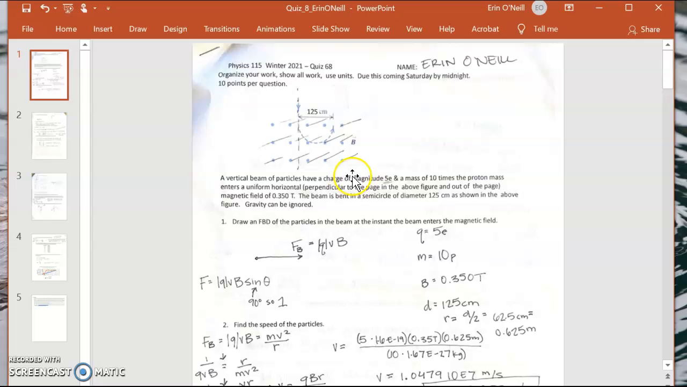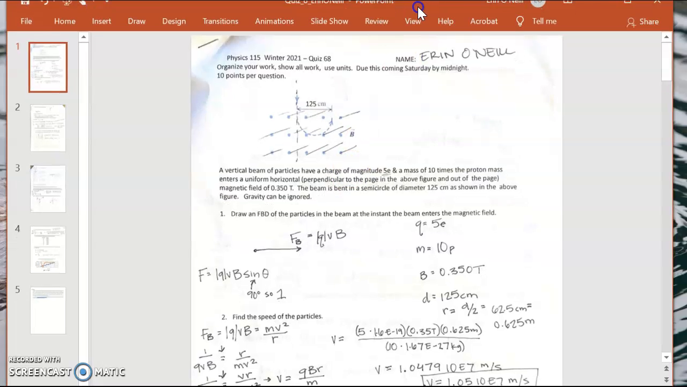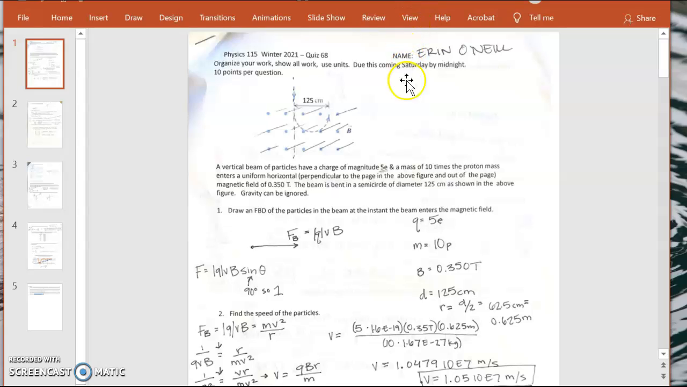So the first problem is to draw the FBD of the particles in the beam. At the ends of the beam enters a magnetic field. So we know that the beam has a vertical velocity the second it enters, and that the field is horizontal and perpendicular to the page in the above figure and out of the page. So at that point, all the force that is acting on the particle is the force of the magnetic field, which is, as this arrow is drawn, to the east direction.